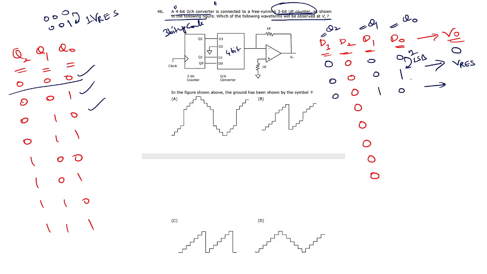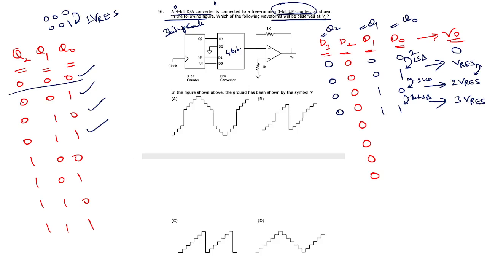0, 0, 1, 0. How many increases? 1 LSB. So the output increases by 1 resolution. So it will be 2 times V resolution, right? 1 V resolution increment. Next, 0, 1, 1. Again, this is a 1 LSB change. So you will get a 1 resolution output increase.